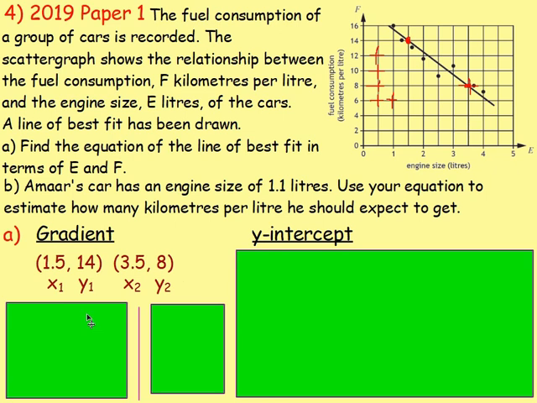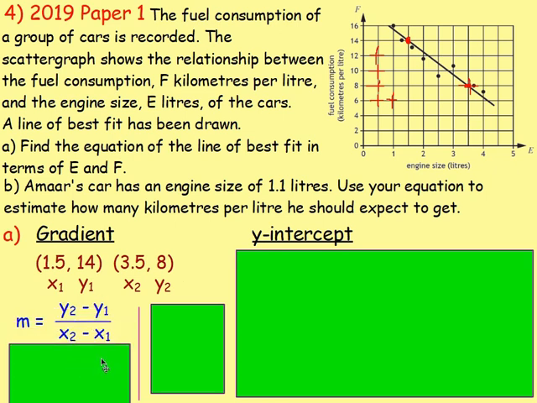Just remember, to work out the gradient, it is y2 take away y1 over x2 take away x1. With the points, it doesn't matter which way around you have it, but you've got an x coordinate and a y coordinate, and again an x coordinate and a y coordinate. Call one of the points point 1, so you get x1 and y1, and call one of the points point 2, so x2 and y2. If you sum the values in, y2 take away y1 becomes 8 take away 14, and x2 take away x1 becomes 3.5 take away 1.5.